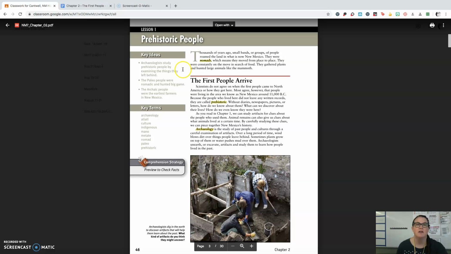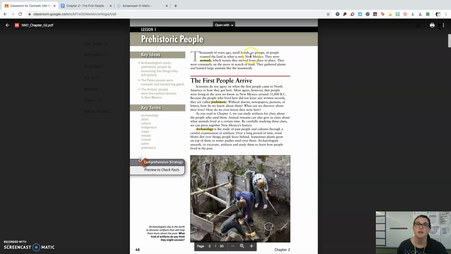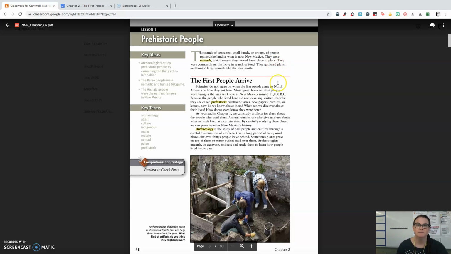So our key ideas are: archaeologists study prehistoric people by examining the things they left behind. The Paleo people were nomadic and hunted big game, and the archaic people were the earliest farmers in New Mexico. So, thousands of years ago, small bands or groups of people roamed the land in what is now New Mexico. So they were nomadic, and nomad means they moved from place to place. They followed the food wherever a herd of animals like mammoth or buffalo went. They didn't stay in one place.